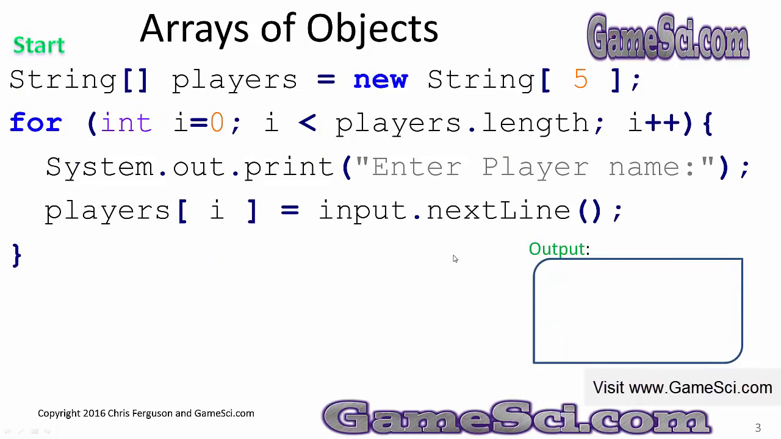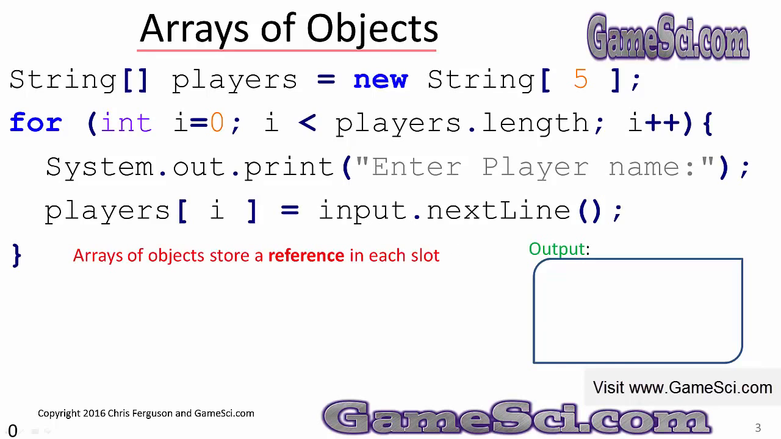Let's look at arrays of objects. We've seen arrays of ints and arrays of doubles. What happens when you're storing an object in each slot of the array? Arrays of objects store a reference in each slot. The whole object doesn't get squeezed into the array slot, but a reference, a variable that points to the object, gets stored in each slot.